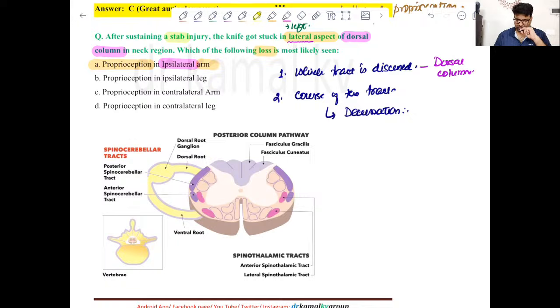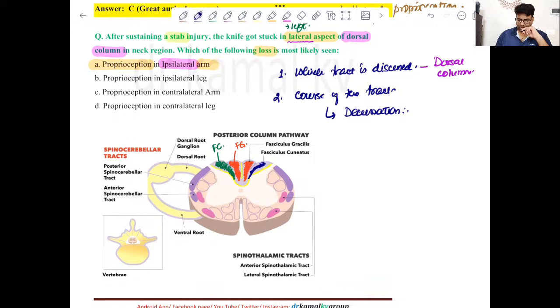Now we can take the concept once again in terms of the image. This is all the dorsal column, which is also known as the posterior column. On the medial side, this is the fasciculus gracilis, and on the lateral side there is the fasciculus cuneatus. The same arrangement is on the other side as well: the fasciculus gracilis medially, and laterally the fasciculus cuneatus.